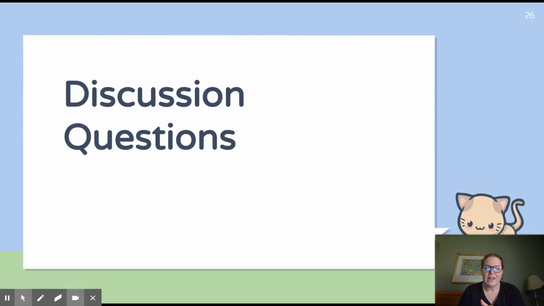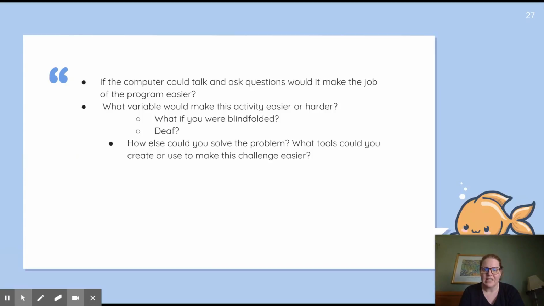Now, a couple things to think about after you're done doing this. If the computer could talk and ask questions, would it make the job of the programmer easier? What variable would make this activity easier or harder? What if you were blindfolded, like you couldn't see where you were going? Robot, you would definitely have to make sure your programmer didn't get you into situations that were unsafe, right?